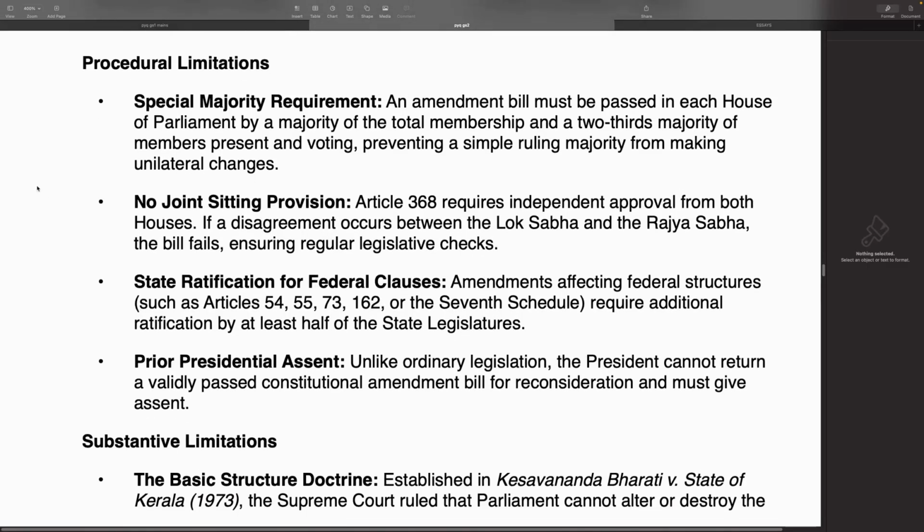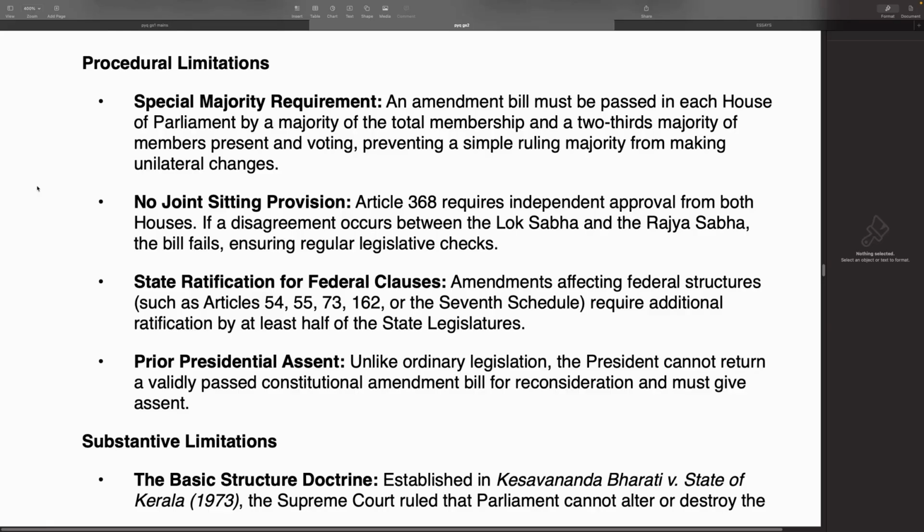Special majority requirement. An amendment bill must be passed in each house of Parliament by a majority of the total membership and a two-third majority of members present and voting, preventing a simple ruling majority from making unilateral changes. No joint sitting provision. Article 368 requires independent approval from both the houses. If a disagreement occurs between the Lok Sabha and the Rajya Sabha, the bill fails, ensuring regular legislative checks.